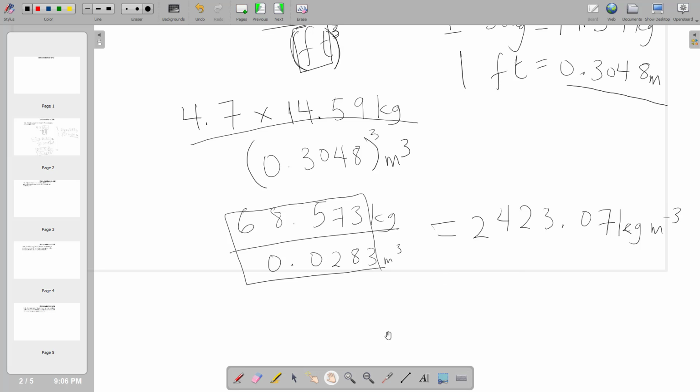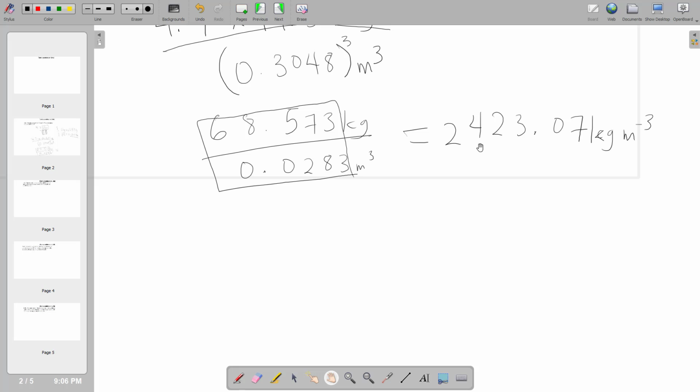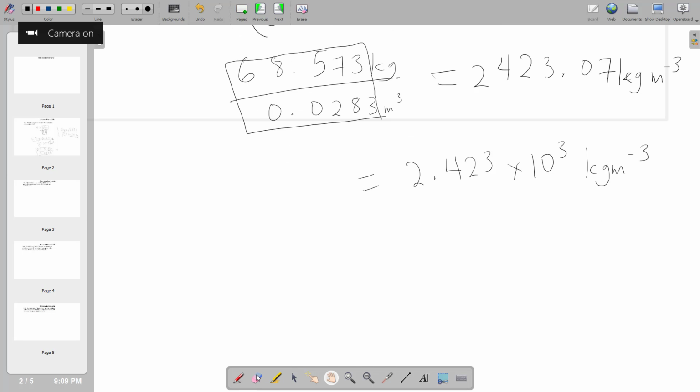Now we have to rewrite this in a more standard form. We can simplify by moving the decimal place 1, 2, 3 places forward. By moving it 3 places forward, we have times 10 raised to the power 3. So we have 2.423 times 10 to the power 3 kilogram per meter cube. And we would like to leave our answer in three significant figures. So 2.42 times 10 to the power 3 kilogram per meter cube.